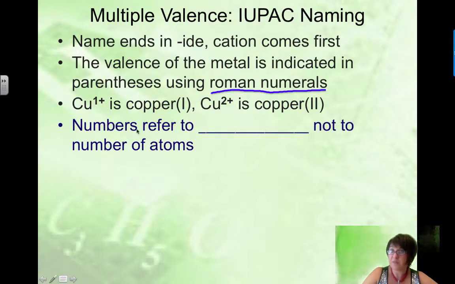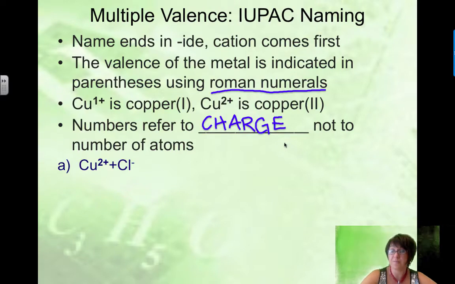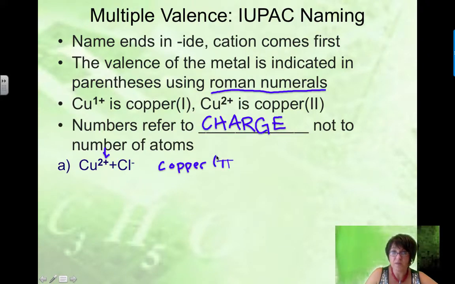The numbers, be careful, the numbers refer to charge, not to the number of atoms. I see this mistake a lot in beginning chemists, that they want to put copper 2 just because there's 2 coppers there. So look at the charge and decide what it is. That's a 2+ charge, so we call this, instead of cupric chloride, same compound, copper(II) chloride. That number tells us the charge.